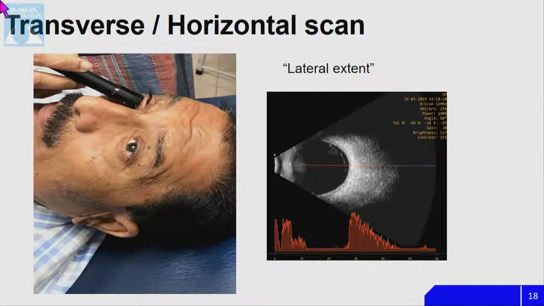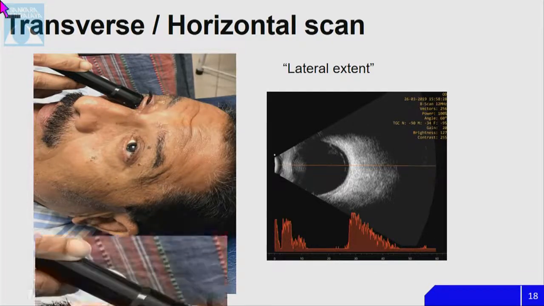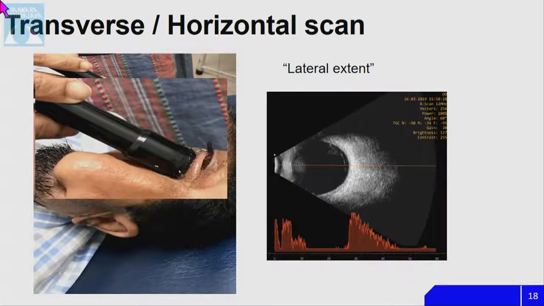The transverse scan, or horizontal scan. It is mainly useful to determine the lateral extent of any lesion, be it a detachment or a tumor. So here, this is a transverse or horizontal scan.